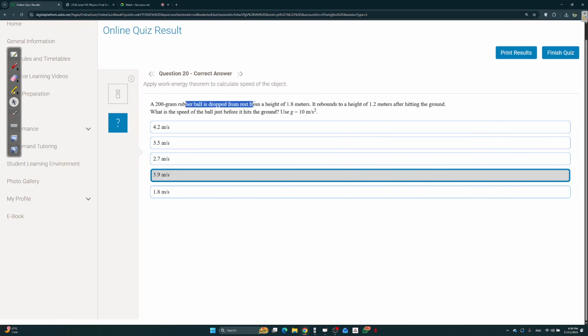Over here, a 200-gram ball is dropped from rest at a height of 1.8. It rebounds to a height of 1.2 meters after hitting the ground. What is the speed of the ball just before it hits the ground?